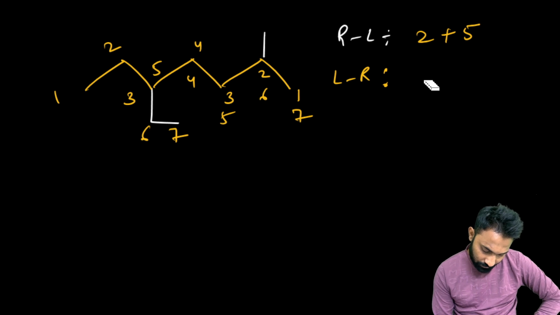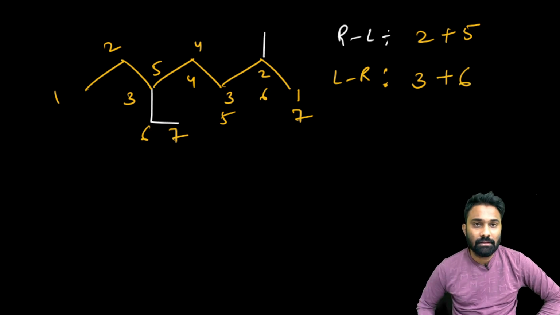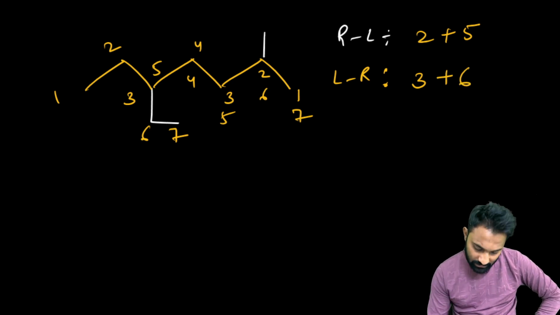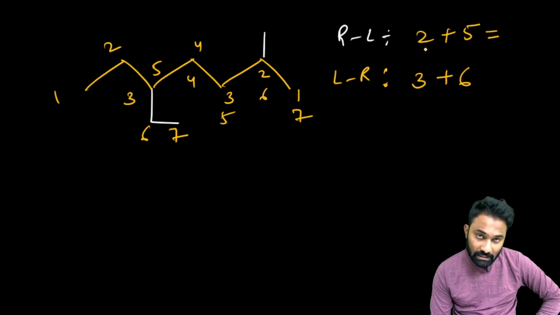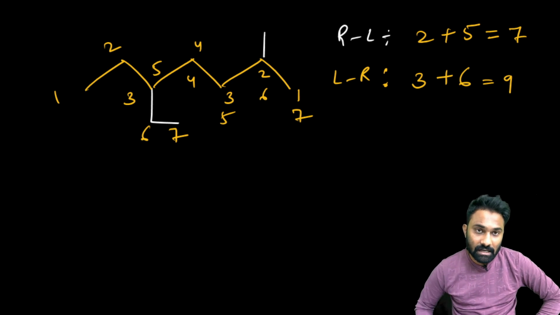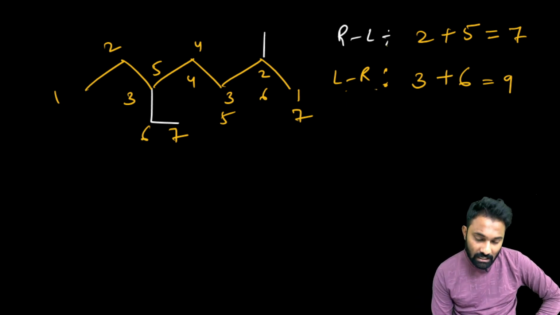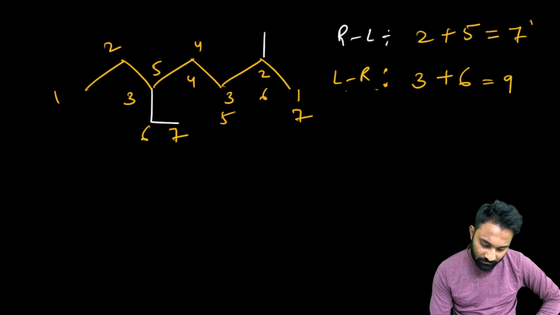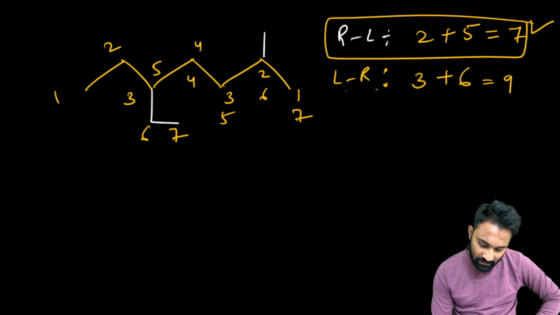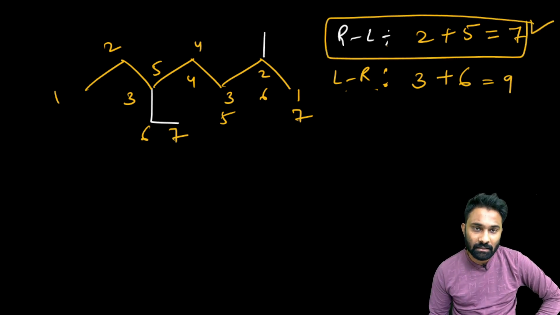Now in the left to right numbering, the branching is getting 3 plus 6, 6. Clear? Here we are getting 7, and here we are getting 9. So which one is correct? Right to left is correct, right? Because the branchings are getting the least number.